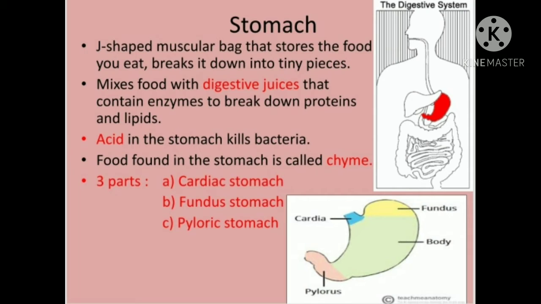So in the stomach, the food gets mixed up with the digestive juices, which contain enzymes to break down the proteins and lipids. Whatever food we eat contains proteins, lipids and carbohydrates, isn't it? These are the different organic contents we get from our food. So it gets broken down into smaller units with the help of the digestive juices and the enzymes we get from our food.